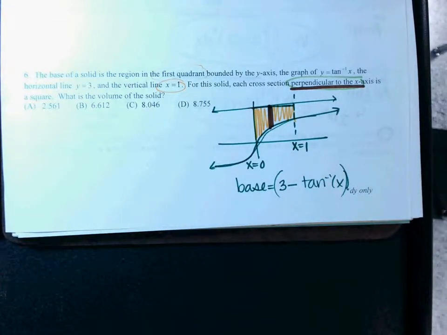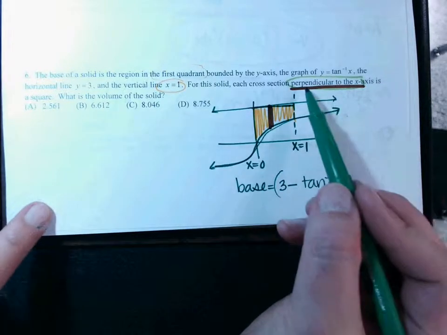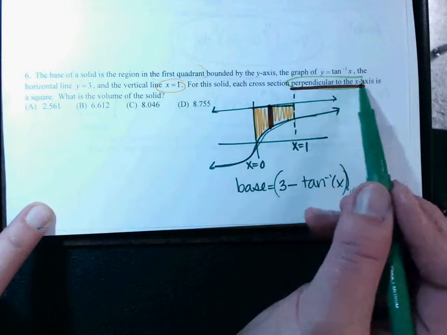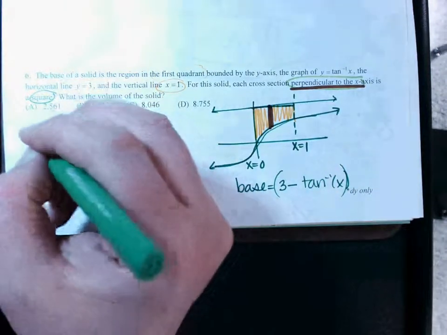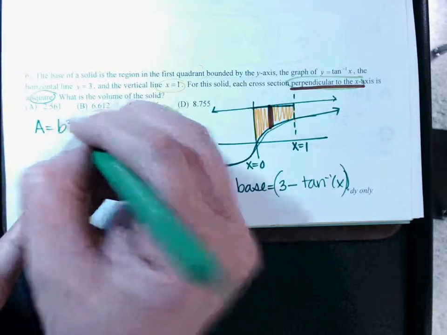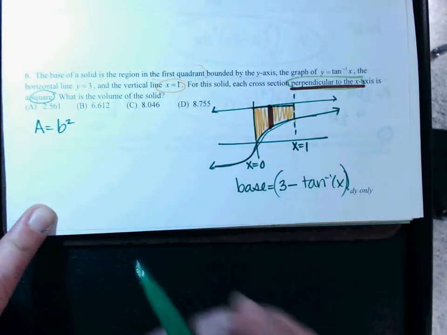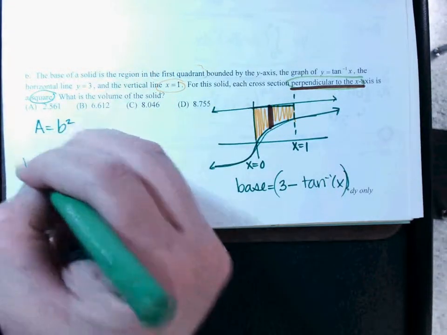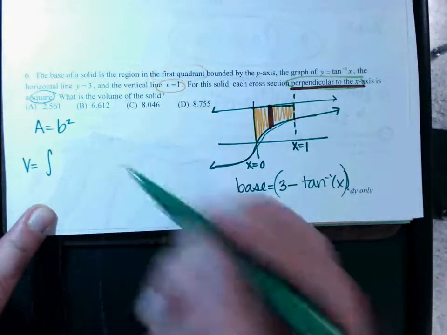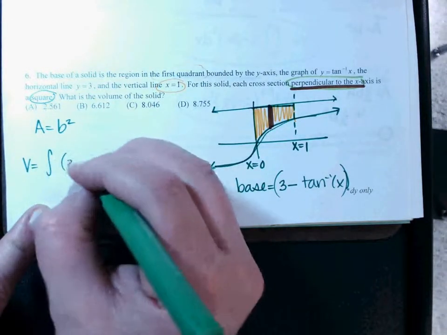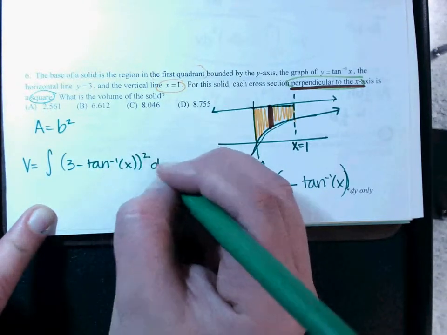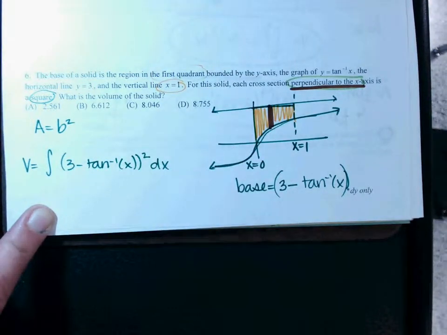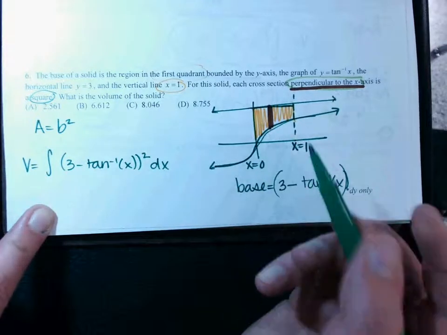Okay, then from there, I'm going to write my equation for my shape. So it tells me that I want the cross sections perpendicular to the x-axis. It says it is a square. So then remember that area of a square is b squared. Then I'll plug this in and turn it into an integral. So volume equals the integral of, my base is 3 minus inverse tan x squared dx. And then my endpoints here would be from 0 till 1.